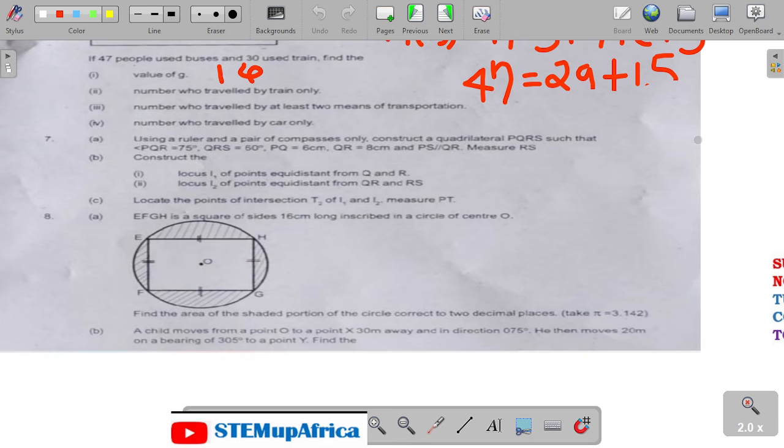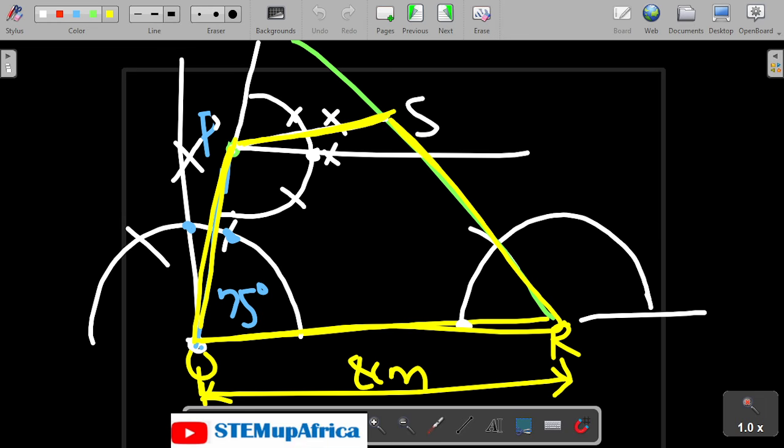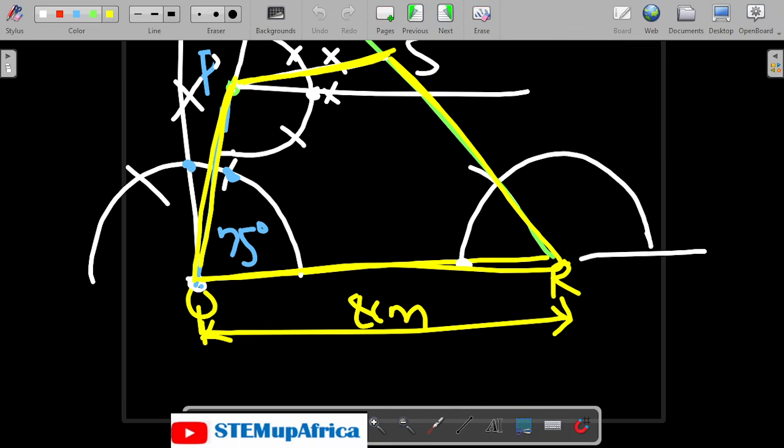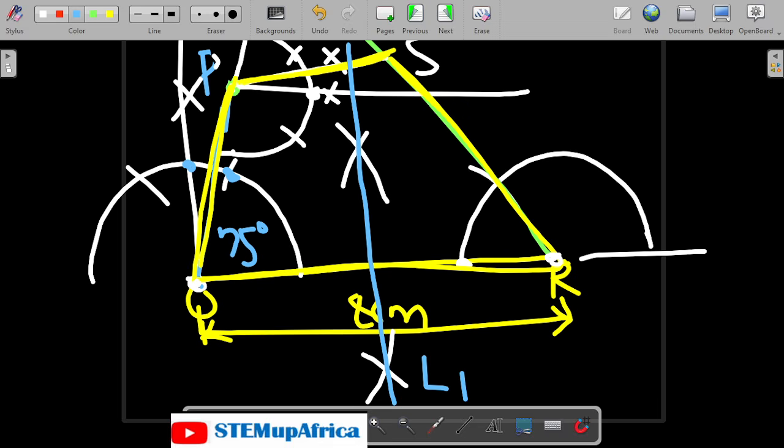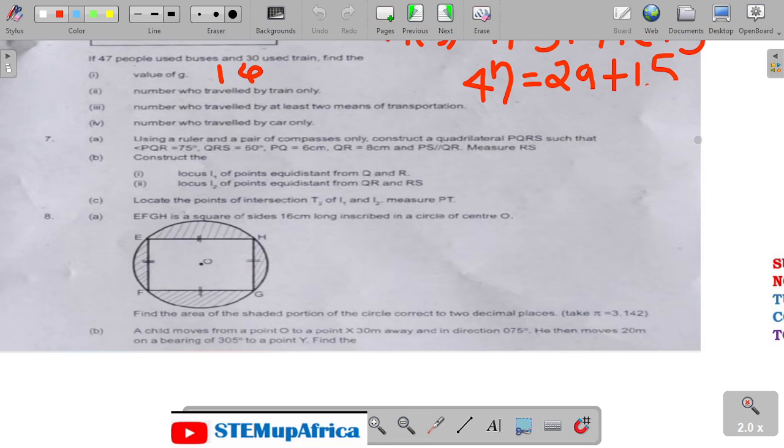Then B1 we're going to say locus of a point equidistant from Q and R. So you have to bisect Q and R. That means I'll put my pair of compass here at Q, extend the radius more than half of the line. I'll draw here, come here with the same radius, intercept this and this. I'll draw a straight line, I'll call it L1, locus 1.